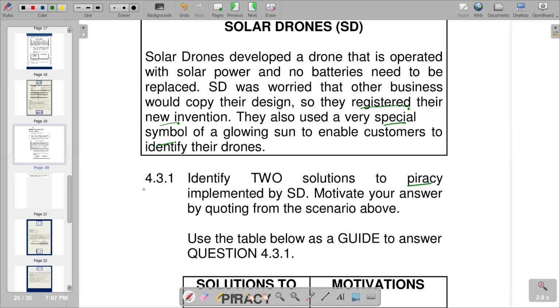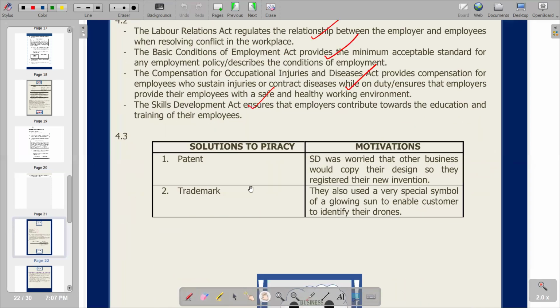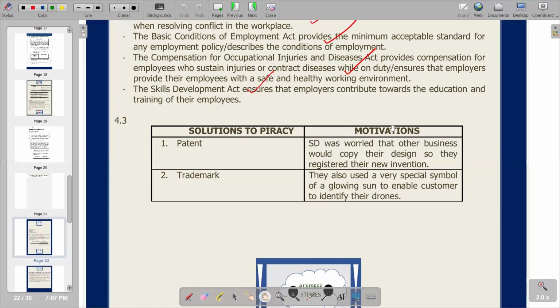So we go to another section, see all the explanations of patents and trademarks, and the reference obviously is going to be given on the part of the sentences that we have just referred to. So we go there and see what we have. So we've got a table that we have here, whereby we have solutions to piracy as a column and then motivations as a column. So on patents, SD was worried that other business would copy their design, so they registered their new invention. That's where the evidence is, so that it employed a patent. Then on trademark, they also used a special symbol of a glowing sun to enable customer to identify their drone. So that's the explanation on trademarks.